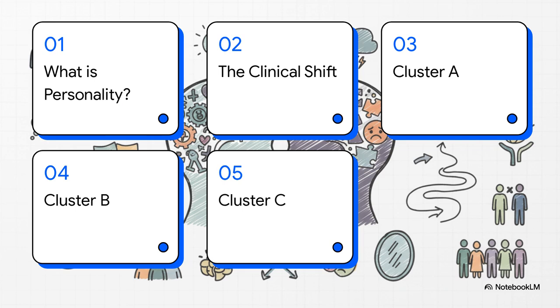So here is our roadmap for today's explainer. We've got what is personality, the clinical shift, and then we're going to break down the DSM-5's 3 distinct groupings: Cluster A, Cluster B, and Cluster C.